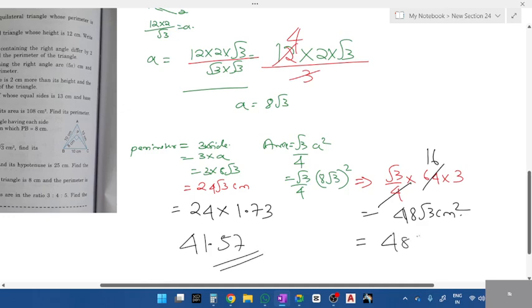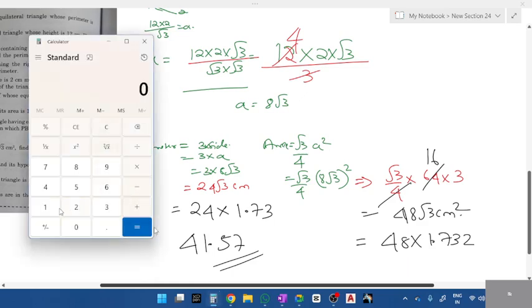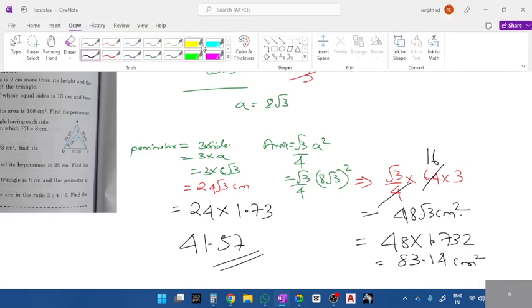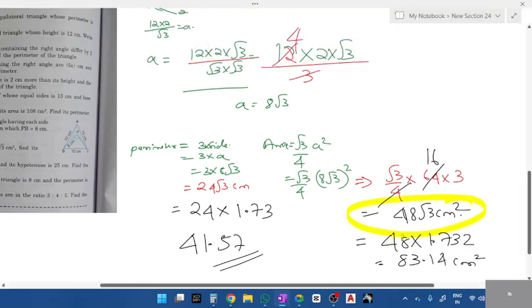And 48 into 1.732. What is 48 into 1.732? So 83.136. 83.14 is the answer, centimeter square. See, even if you just write 48 root 3, you'll get marks for this, or you can just convert it.